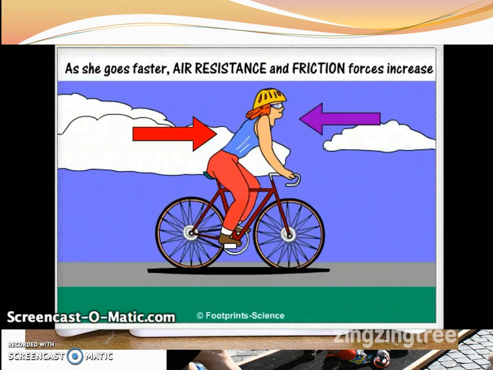Oh, I should also add that she needs to have an unbalanced force to make herself go forward. Greater applied force than friction force.